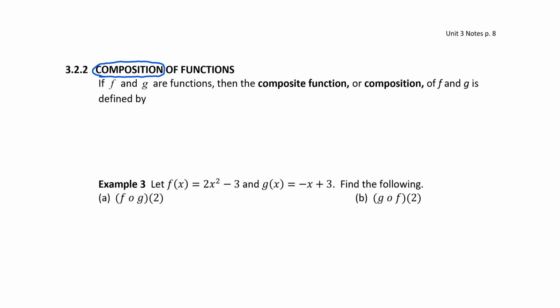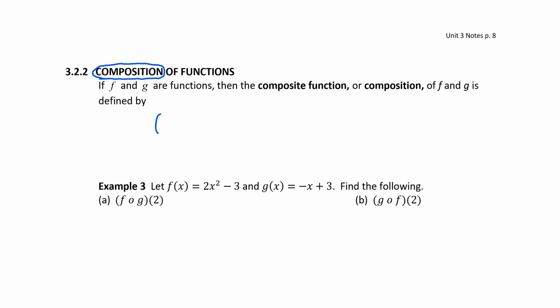If f and g are functions, then the composite function or composition of f and g is defined by, here's how we denote it, f, and then a little circle that symbolizes composition, g of x. We read this as the composition of f and g of x, or f composed with g of x. To evaluate this function, we're going to evaluate f of g of x. Now, before you panic, let me show you how the notation works.